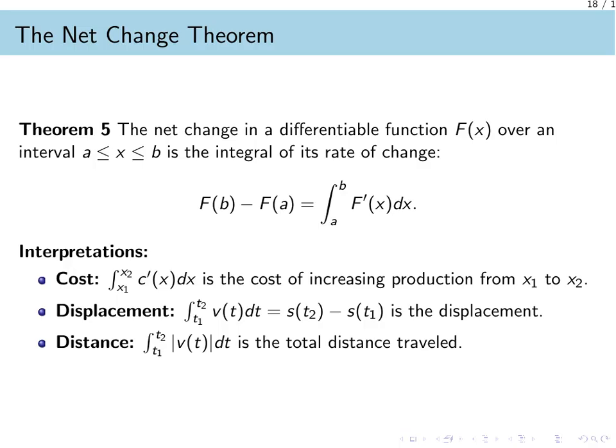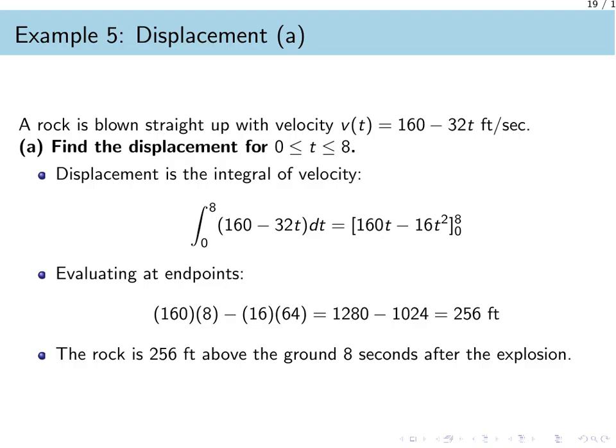This theorem connects the abstract concept of an integral to tangible real-world accumulation. We will now solve a physics problem involving a rock blown straight up with a specific velocity function. Part A asks for the displacement of the rock over the first 8 seconds. We calculate this by integrating the velocity function, 160 minus 32t, from 0 to 8.